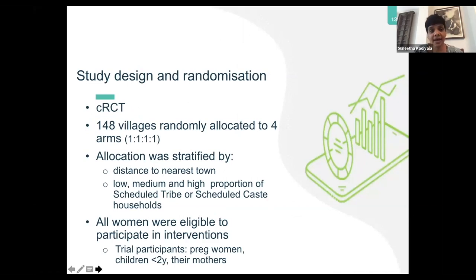So the study design, in contrast to what Liz and Sanjeev had presented, is a cluster randomized control trial. We operated in 148 villages, and these villages were randomly allocated, in a ratio of 1:1:1, equally to the four arms that Ronali has described. The allocation was stratified by how far the villages were from the nearest town, and by the proportion of scheduled caste and scheduled tribe populations in those villages. As is usual with cluster randomized control trials, all women in the village were eligible to participate in the intervention. But the impact evaluation participants, which we call trial participants, were pregnant women, mothers of children under 2 years of age, and children under 2 years of age, which we, in a very shorthand way, call the first 1,000-day women. Next slide, please.